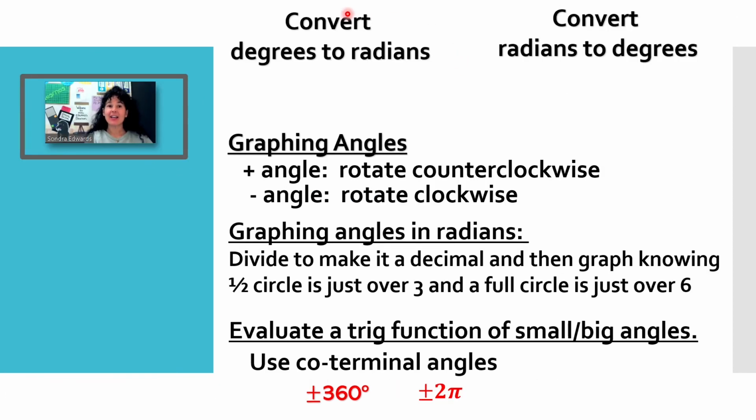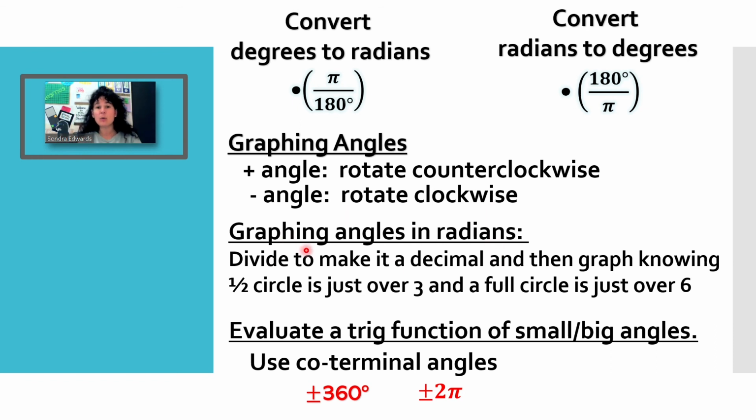In summary, if you want to convert degrees to radians, you're going to multiply by pi over 180. If you're going to convert radians into degrees, you're going to multiply by 180 over pi. If you're graphing an angle, if you have a positive angle, rotate counterclockwise, and a negative angle, rotate clockwise. Also remember to put that little spiral and start it on the positive x-axis and then rotate it until you get to that terminal side.